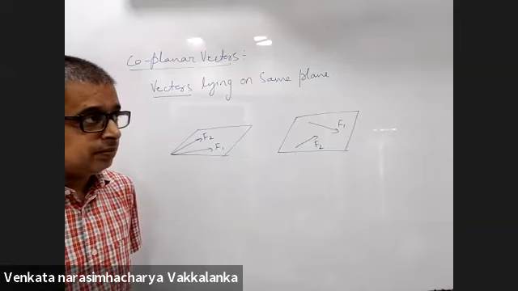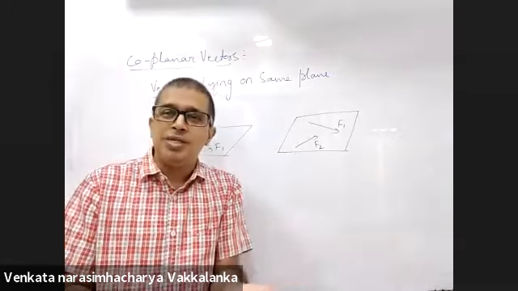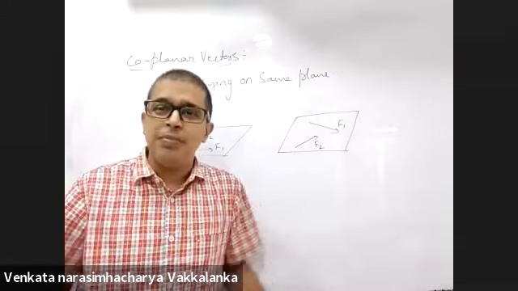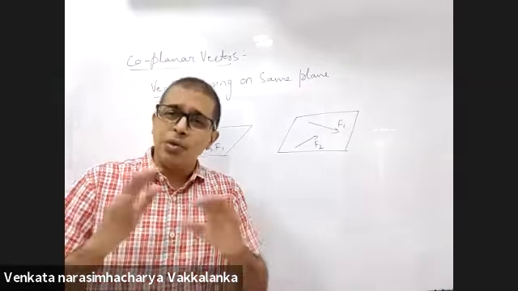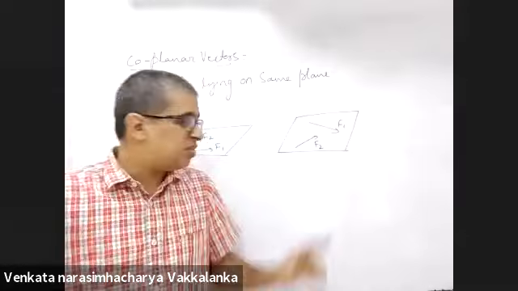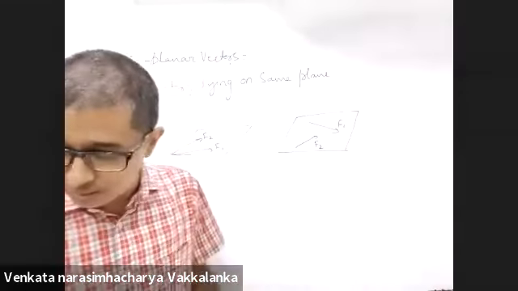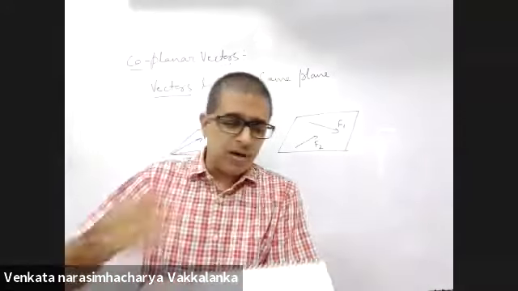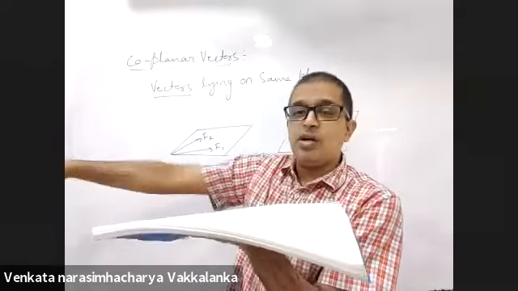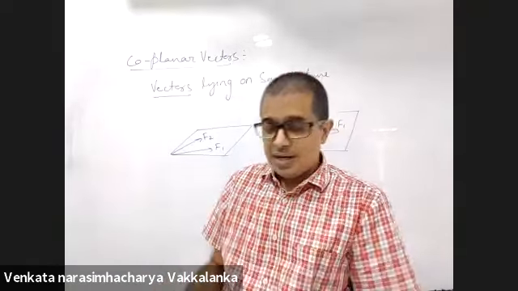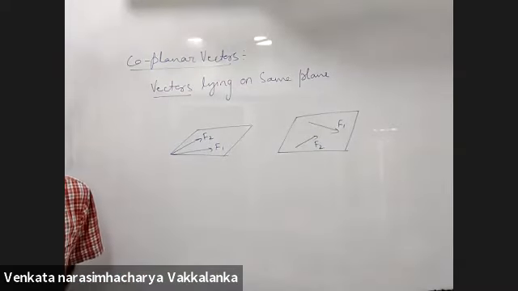Sir, their components should be only in two axes. Why do you complicate so much here? Two vectors on the same plane. Is this rocket science? The more you complicate, the more difficult it becomes. Make life simple. Two vectors in the same plane, any direction. I can have one in this direction, one in this direction. Positive x-axis, negative x-axis. Two vectors in the same plane. As simple as that. Don't complicate it.